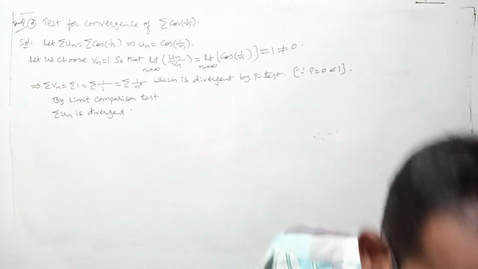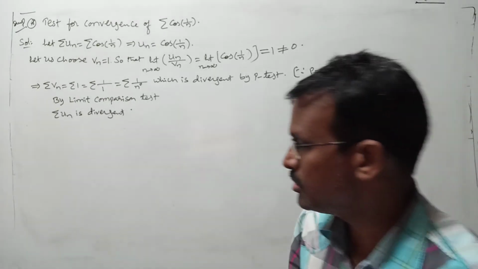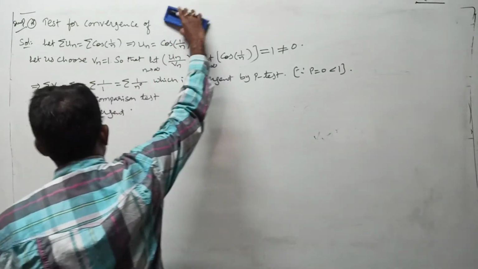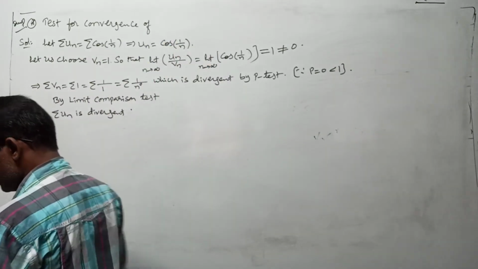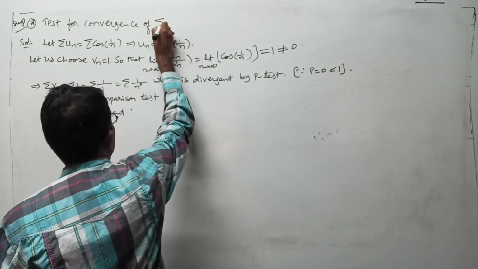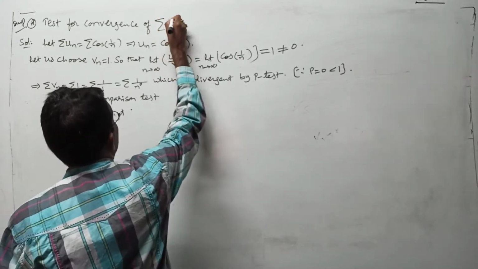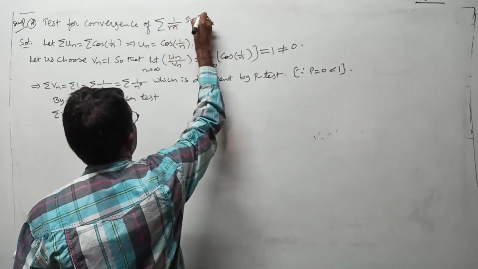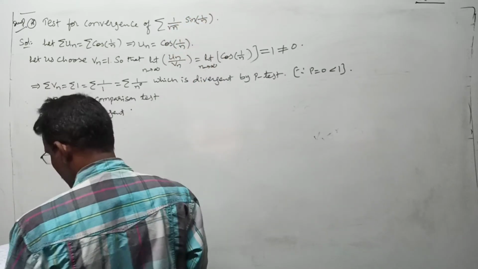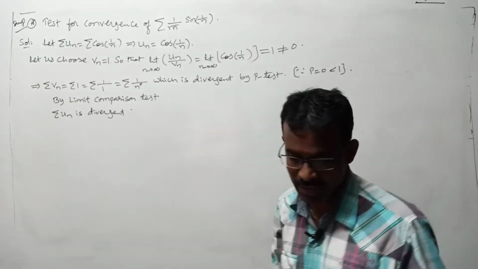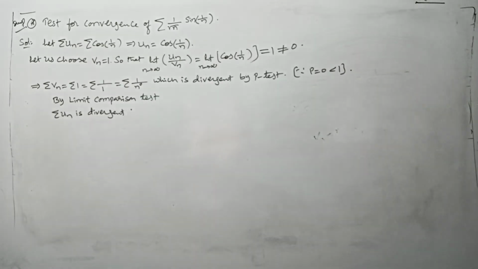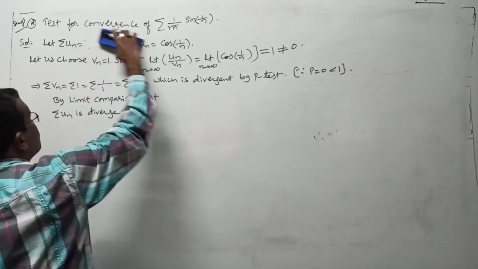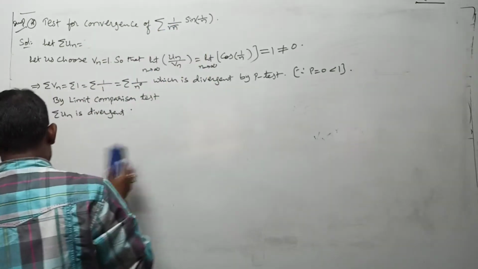This is about your new question. In this model, I am going to do a sine ratio also. Take the next question: test for convergence of sigma 1 by root n into sine of 1 by n. This is your new question. Go to your condition.